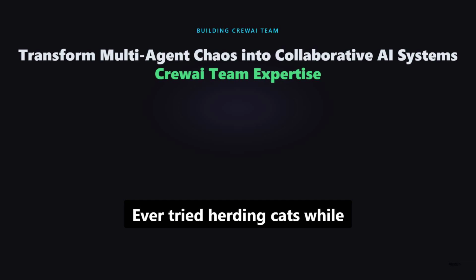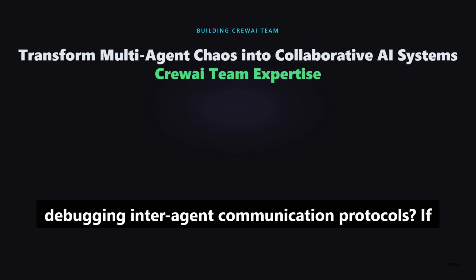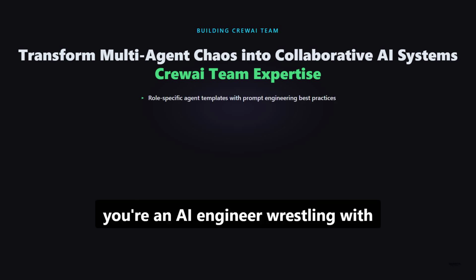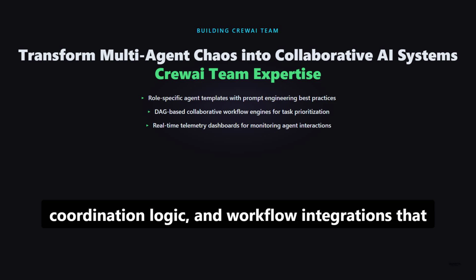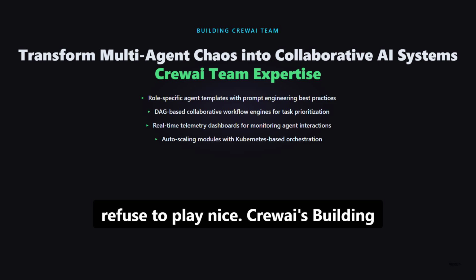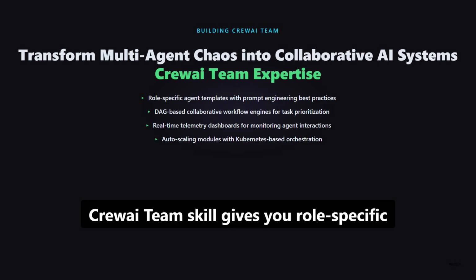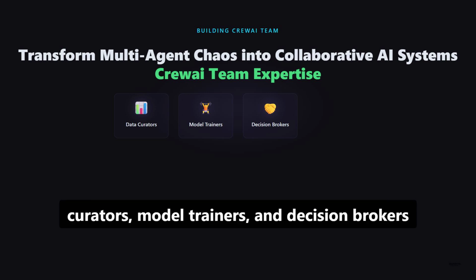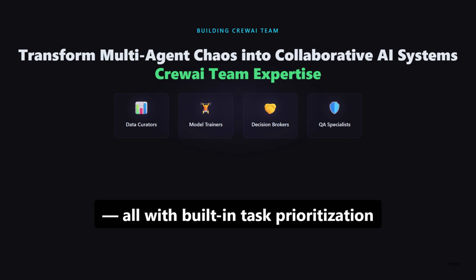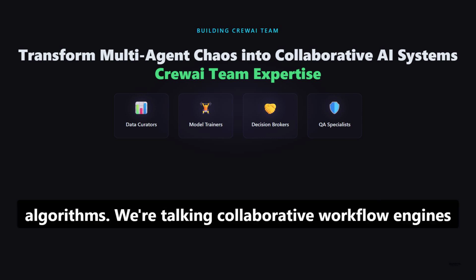Ever tried herding cats while debugging interagent communication protocols? If you're an AI engineer wrestling with multi-agent systems, you're juggling role definitions, coordination logic, and workflow integrations that refuse to play nice. CrewAI's Building CrewAI Team skill gives you role-specific templates for agent personas like data curators, model trainers, and decision brokers, all with built-in task prioritization algorithms.